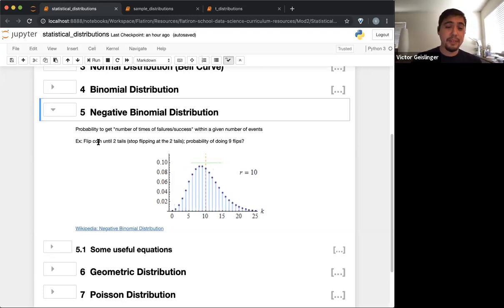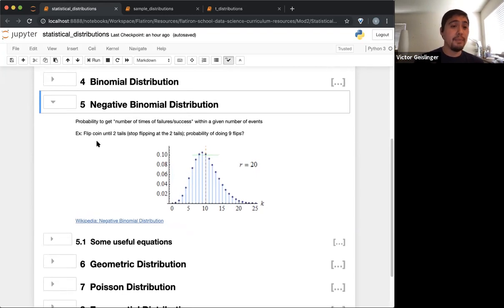One example of this, and I think the curriculum kind of shows this, is that we keep flipping the coin until we stop flipping at 2 tails. I'm going to try to do a little game here. Say you're going to flip the coin until you hit 2 tails, not 2 tails in a row, but 2 tails, and we'll stop the game. How many flips would you expect? For example, what's the probability of doing 9 flips if I flip the coin, flip the coin, flip the coin, and once I get 2 tails, I stop flipping.